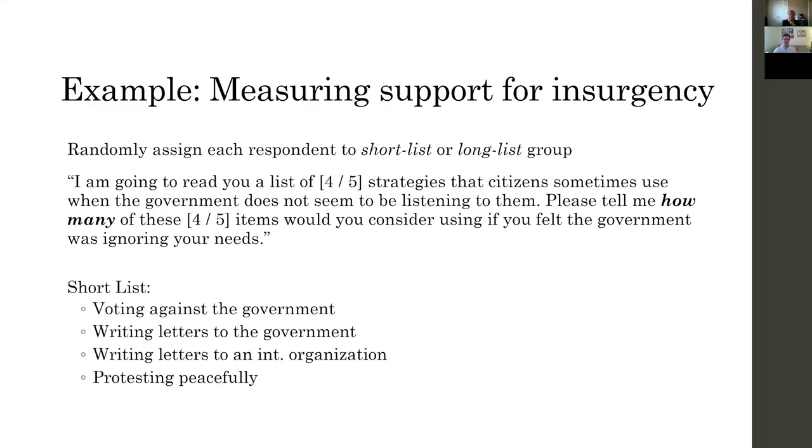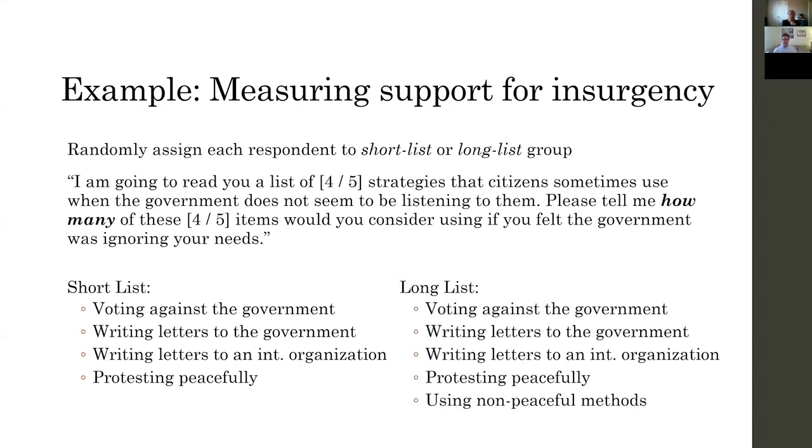So the people in the shortlist group saw these 4 non-controversial options, like voting against the government or protesting peacefully. And they said, I would do 2 of those, or I would do 3 of those, right? They didn't say which ones, they just gave a number, okay?